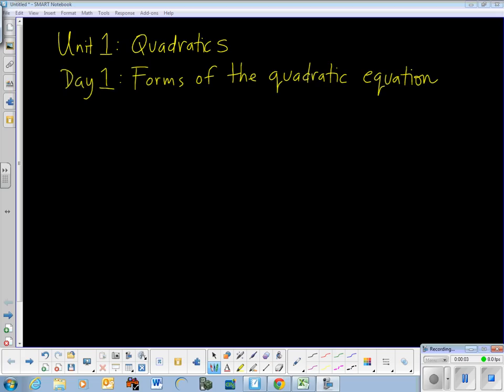Today we are going to start our unit on quadratics, and the first day is different forms of the quadratic equation. Any equation that is degree 2, which means it looks something like this, with a little squared by your variable, usually x, and I'll just fill in the rest. This will be the linear term, and this will be the constant term. But the degree is the biggest exponent of any term, basically.